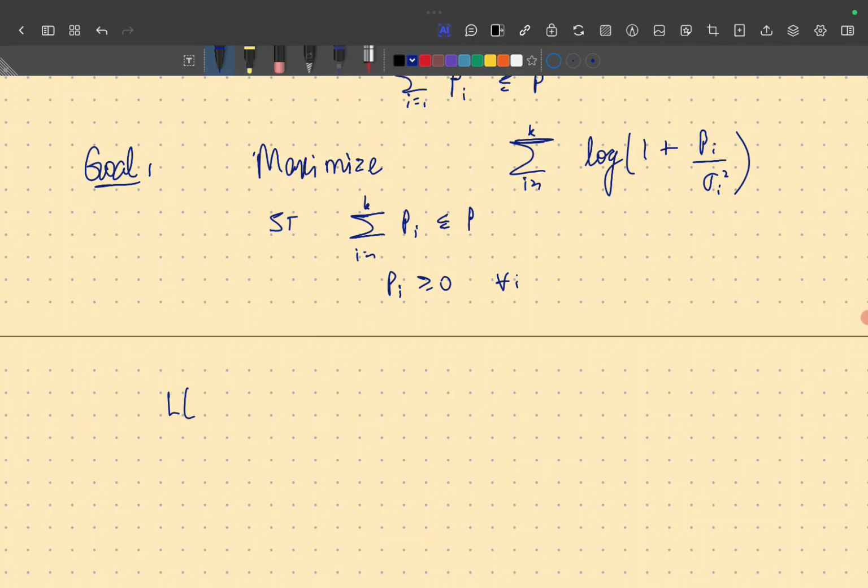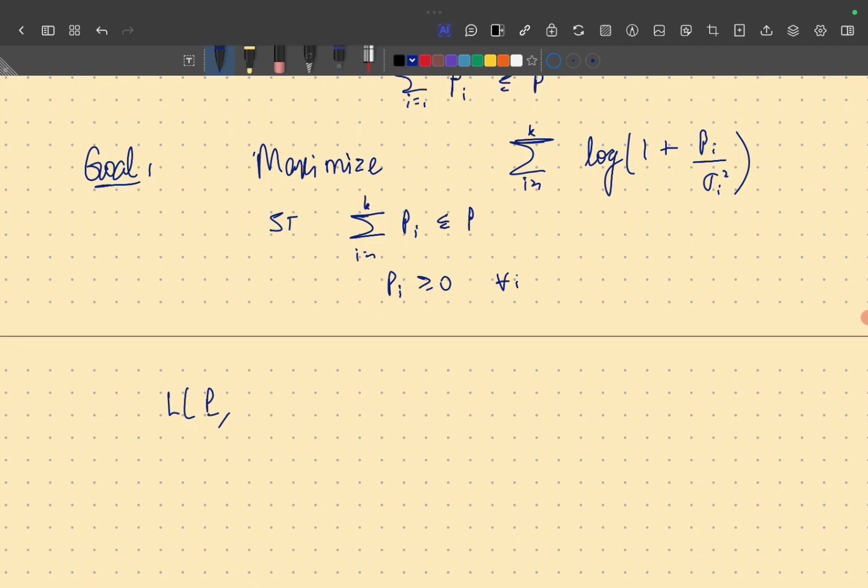Okay, so why won't allocating power proportionally work? Because in some sense, if I allocate power proportional to sigma i square, I'm wasting power on channels which have too much noise variance.